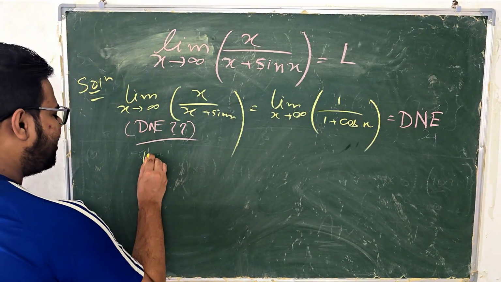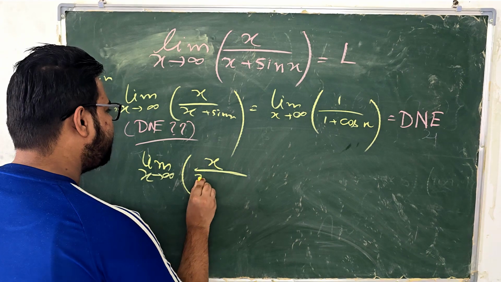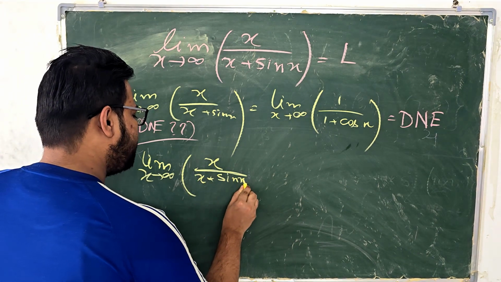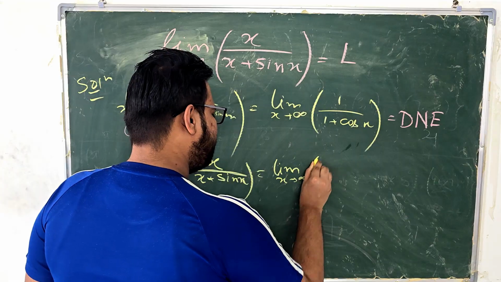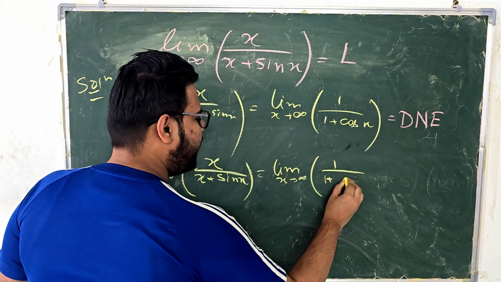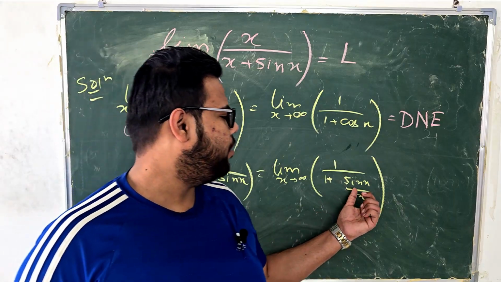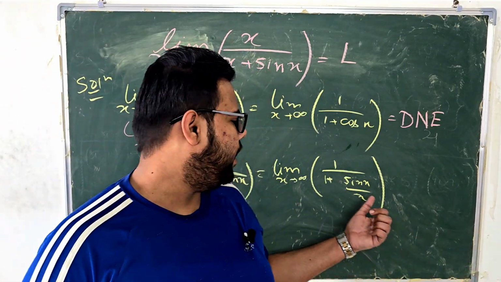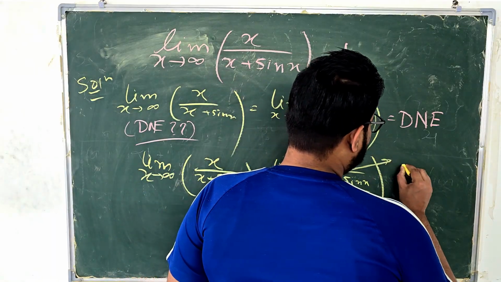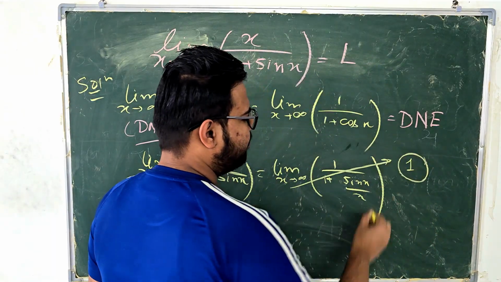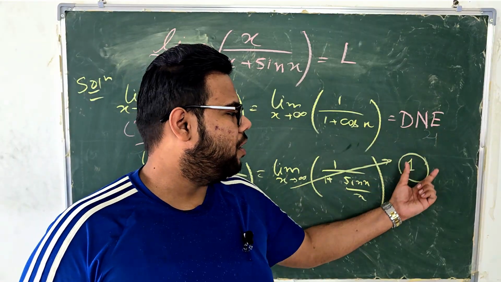And if you apply this method, limit as x tends towards infinity x upon x plus sine x, you will get limit as x tends towards infinity 1 upon 1 plus sine x by x, and clearly sine x is lying between -1 to 1 and x is approaching towards infinity, which means that this limit is tending towards 1. So which is correct? Does not exist or 1?